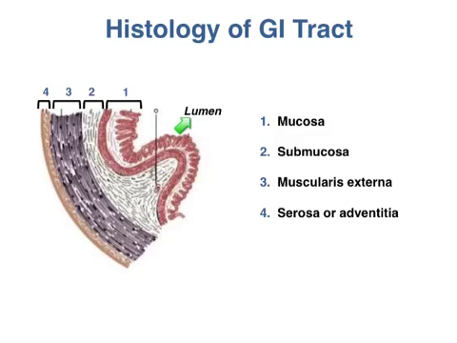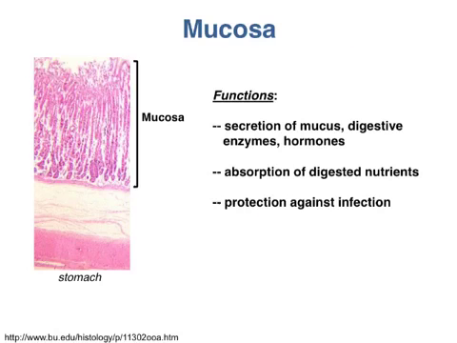Moving from the lumen outward, you have 4 layers. You've got the mucosa, and that runs from there to there. And then you have the submucosa, the muscularis externa, and then the serosa or adventitia is the outermost layer. And you find this pattern from the esophagus to the anus throughout the entire GI tract. Here we're looking at an image of a cross-section of the stomach. The mucosa is this whole thing.